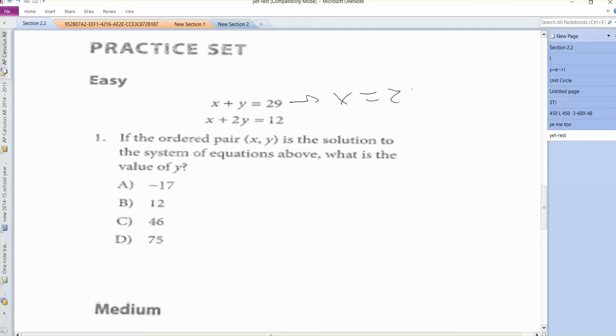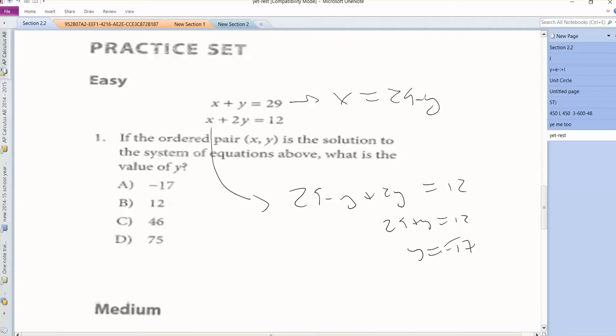x equals 29 minus y. Substitute. You're comfortable with that. So 29 minus y plus 2y equals 12, so y equals negative 17. So the answer was A.